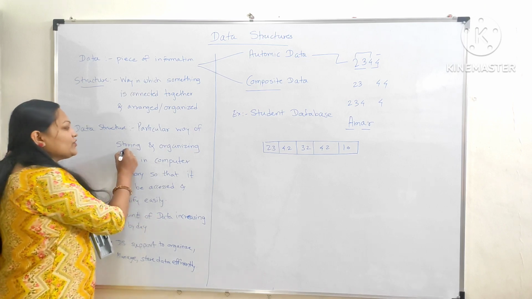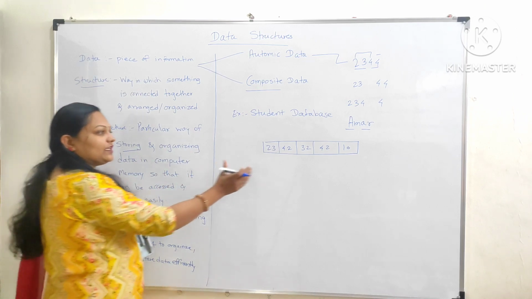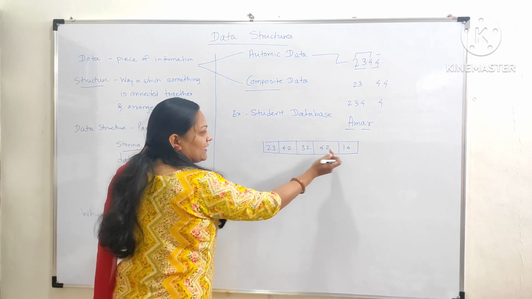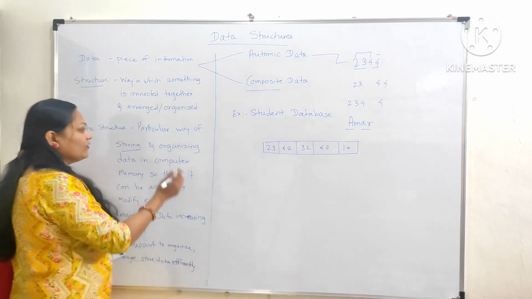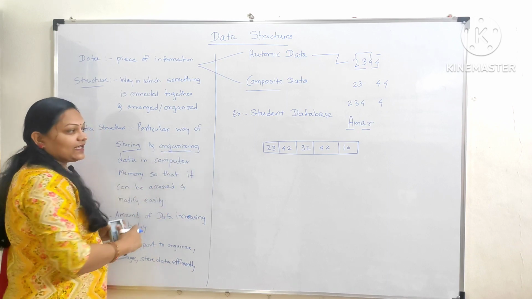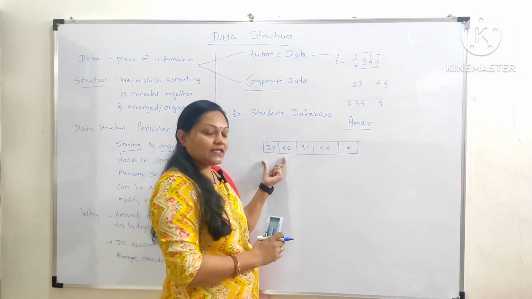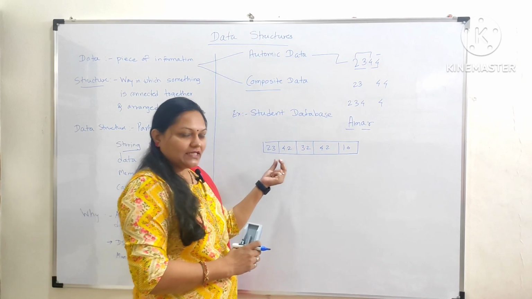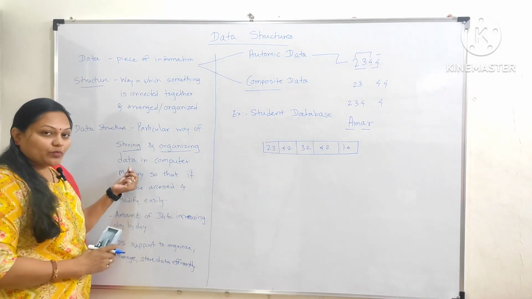What we are doing? We are storing data. So let's take the same example, that is an array. We are storing data here one after another. We can organize data. So here, how have we organized data? We have stored each and every piece of data one after another. So that is the organization of data.